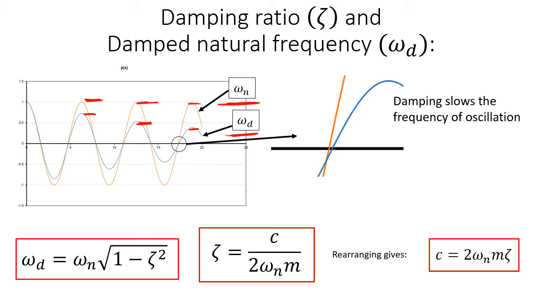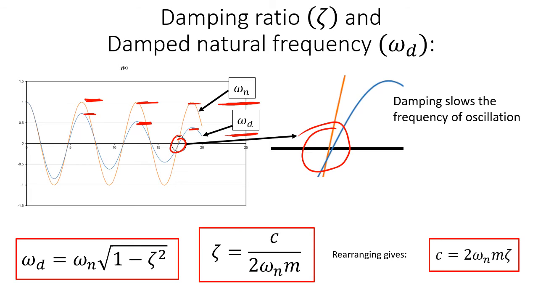If we move over to the right hand side here, I've zoomed in just on this point, and you can see in this response that the damped frequency, the blue line, is slightly slower than the orange line. So the damping in our system has two effects. It reduces the amplitude of oscillation, and it also slows the system down slightly.